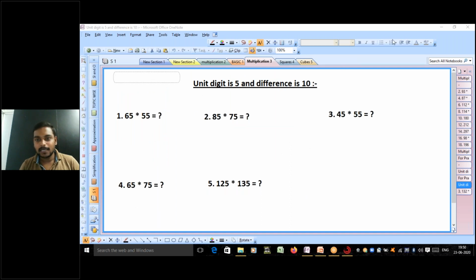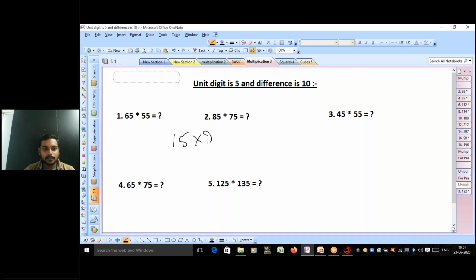Okay, next and the last one, last concept for today. If unit digit is 5 and the difference between the numbers is 10, how to multiply? The unit digit, it means the last number, is 5 and the difference between the numbers is 10. Just tell me what is the multiplication of 15 with 25? Here unit place number is 5 and difference between the two numbers is 10. Just let me know your answer.